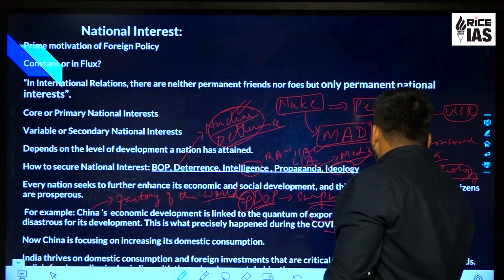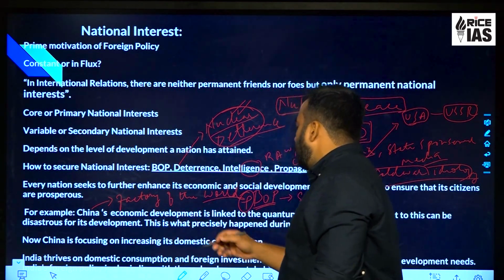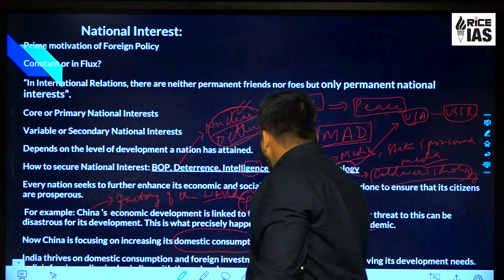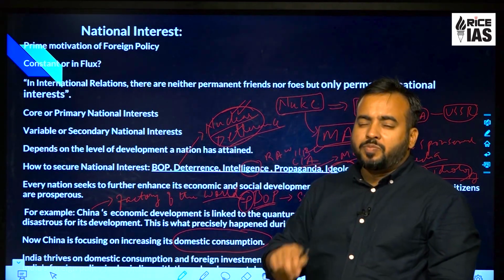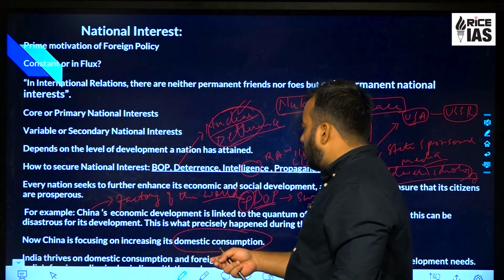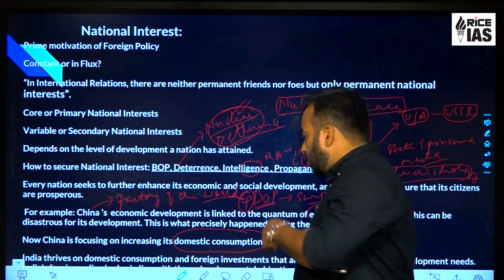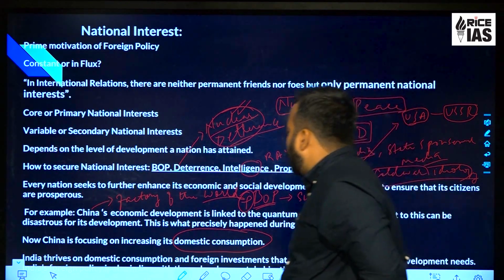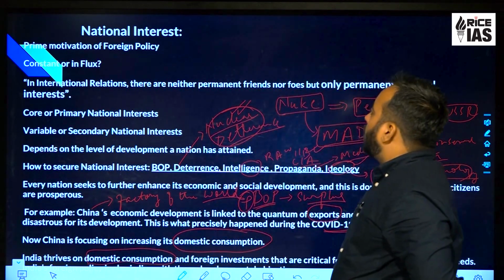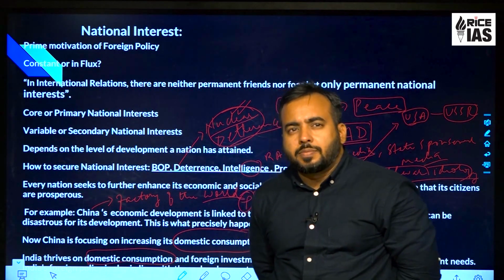But because of COVID, this export took a hit, and now China is focusing on its domestic consumption. This is not the case with India. The situation is reverse. The Indian economy is on the path of prosperity, not just because of export. It's consumption led development, and export is one small part of it. All right. So this is a bit about national interest.